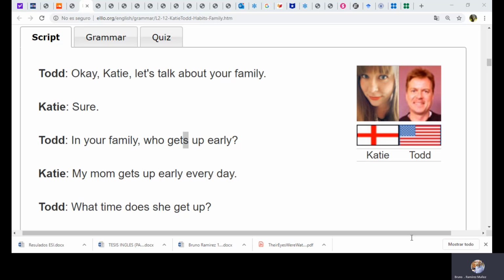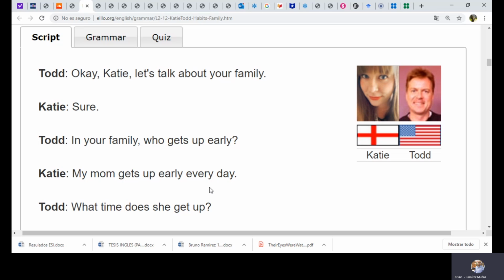And the last thing we're going to be doing together is we're going to identify the initial sound in each one of the verbs, and we're going to describe them. The initial consonant sounds. So, for example, in this first one, we have gets up. We already pronounced the verb gets up, right?